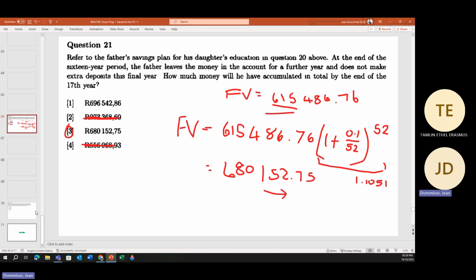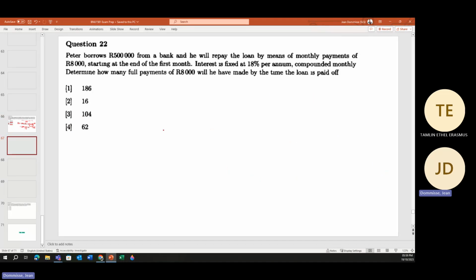Okay, so there's about four questions left. So let's look at question 22. I'm still looking for the ones that have to do with simple interest, but maybe we end off with that. So Peter borrows 500,000 from a bank, and he will repay the loan by means of monthly payments of 8,000 each. So we nearly know what the present value is. We know what the PMT is.